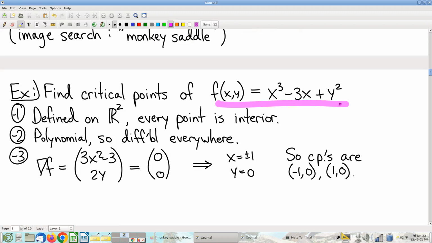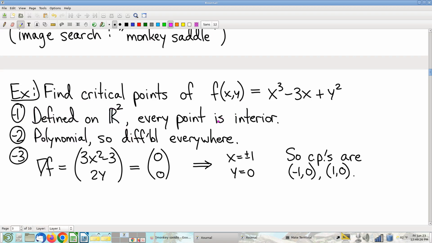Here's a function. Let's find all the critical points. Notice this is defined everywhere. The domain is all of R2, which does not have a boundary. So every point is in the interior. So there are no points in this domain that fail to be in the interior. So there's no critical points involving boundaries.